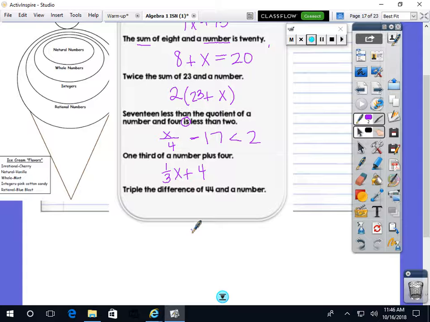Triple, which means times 3. Okay, and what are we tripling? Right. You put parentheses around the difference because you're tripling the whole difference. What comes first? 44 was listed first. And in subtraction it matters because subtraction is not commutative. It cannot be done in either order.